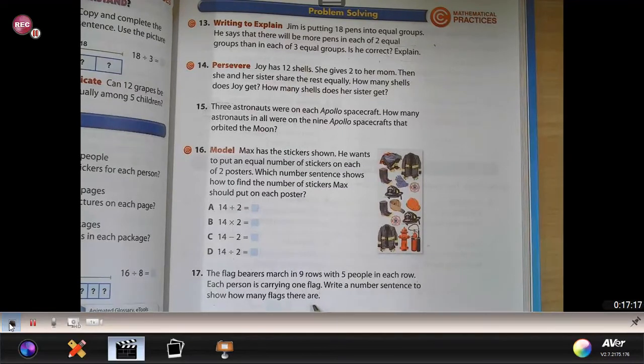Now, we're not taking the flags, we don't know how many flags there are, and putting them into groups. We have to find out how many flags there are. So we're looking for a total. So this is not a division problem, this is multiplication because we're looking for the total. We're not sharing the total. So just be aware that that problem is not necessarily division. It is going to be multiplication.